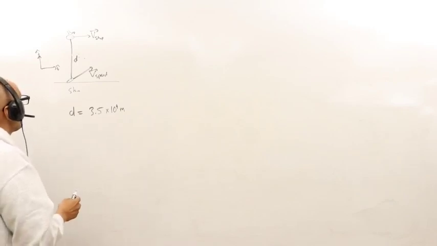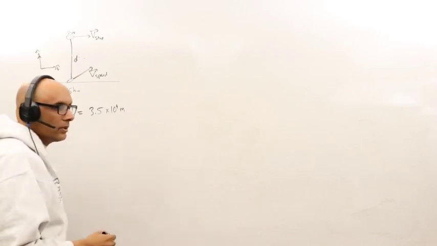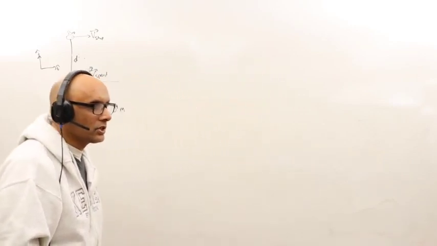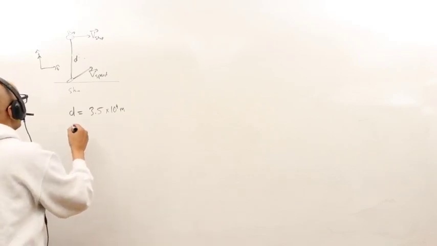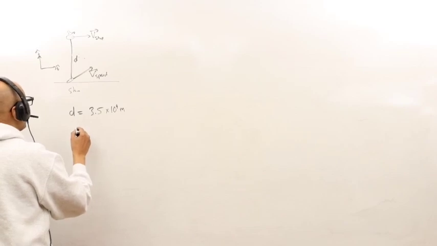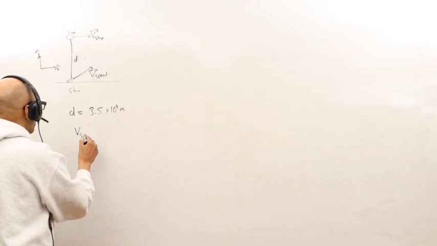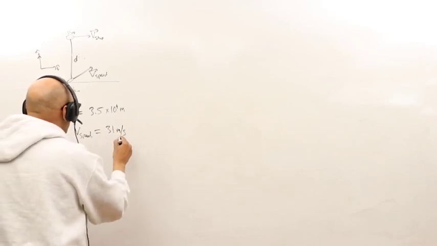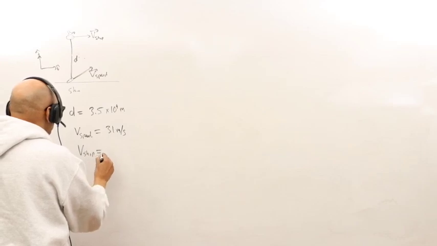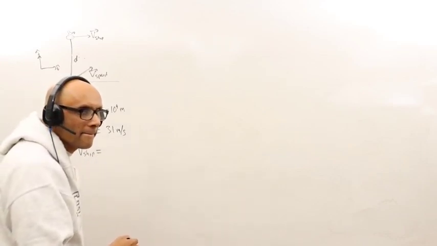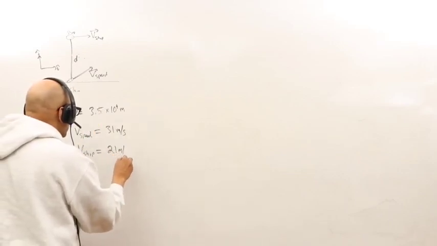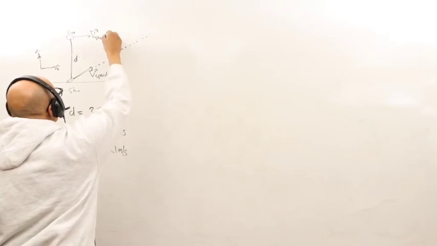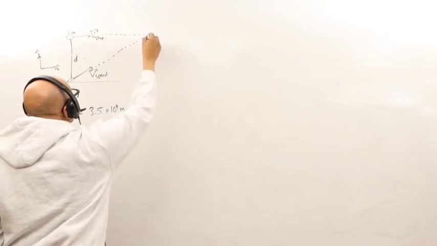Okay, so our speedboat, and so the question is, find the straight line path that the speedboat needs to take to meet the ship. How long does it take the speedboat to reach it? So we know that D is 3.5 times 10 to the 4 meters, and the speedboat speed is 31 meters per second. V ship is 21 meters per second. Okay, so somewhere the speedboat is going very fast and will meet the ship at a certain time t.